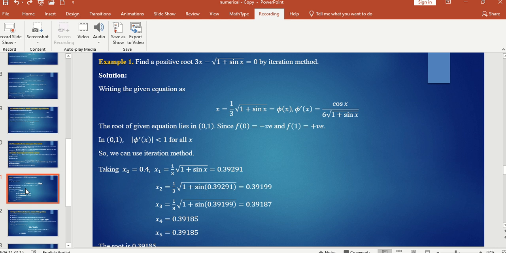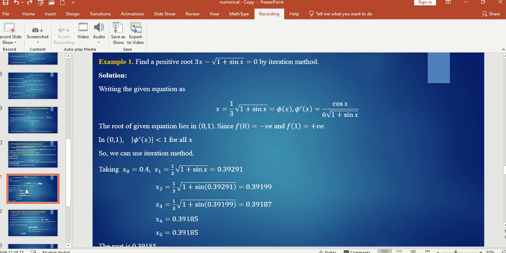So we see one example related to this iteration method. Find the positive root of 3x minus root of 1 plus sin x equal to 0 by iteration method. First we have to write the given equation as x equal to something. Then we can make x equal to phi of x, and we choose x naught. Like that we have to proceed.